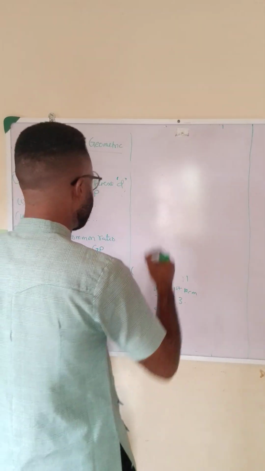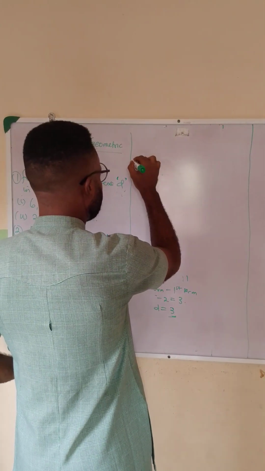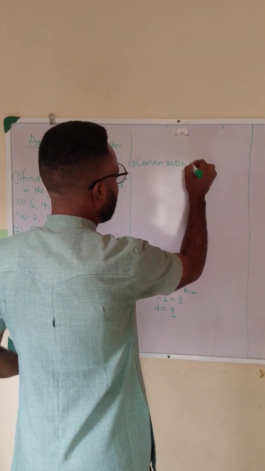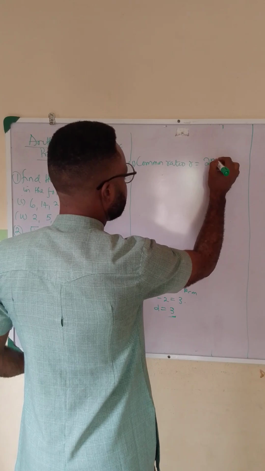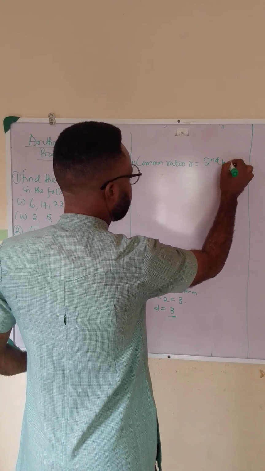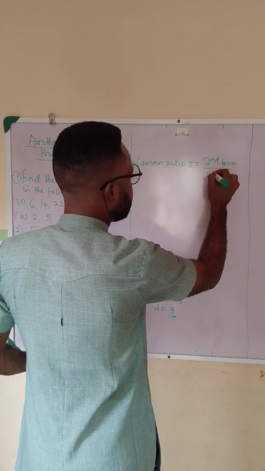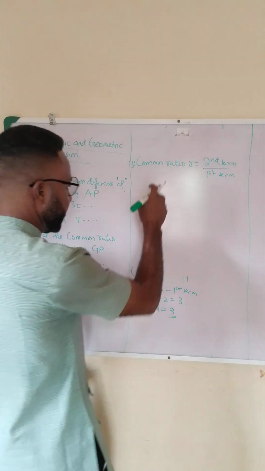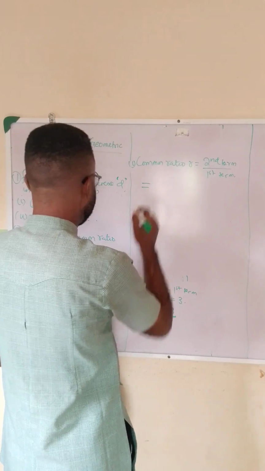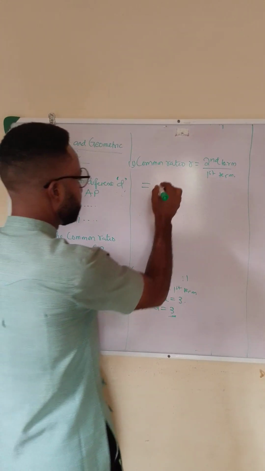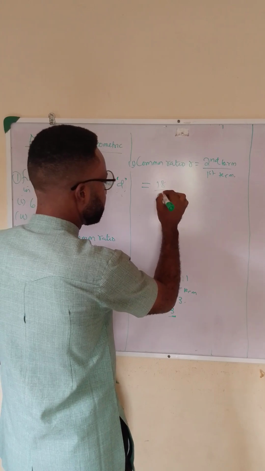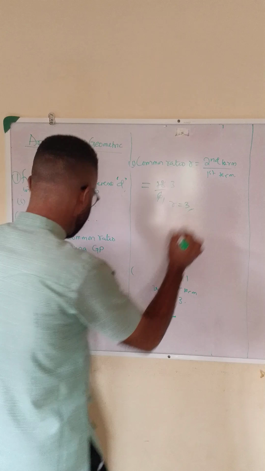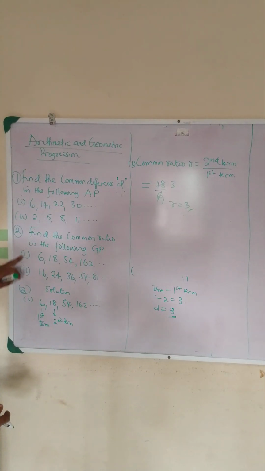For us to find a common ratio, R will be equal to second term divided by first term. Note we are looking at common ratio, so we divide. When you are looking at common difference, you subtract. So this will be 18 divided by 6. 6 into 18 is 3. So our common ratio will be 3 for this question.